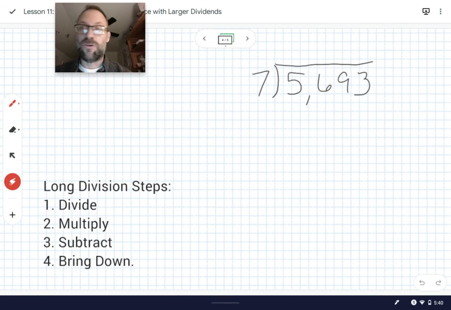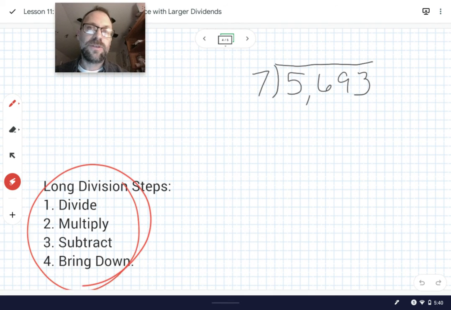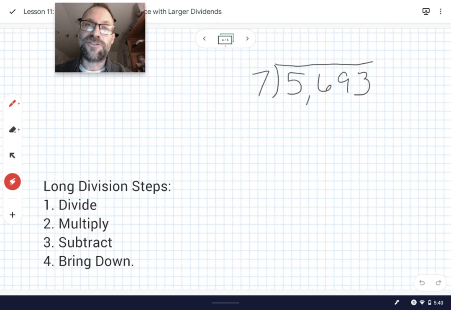All right, here we have, oh my gosh, a 4-digit dividend. Here we have 5,693 divided by 7. You know what? No matter how big this dividend gets, no matter how many digits there are, these 4 steps to long division will never, ever change. That's the beautiful thing about long division. If you know these 4 steps, we'll just keep repeating them until we're done. So let's go ahead and just do that.